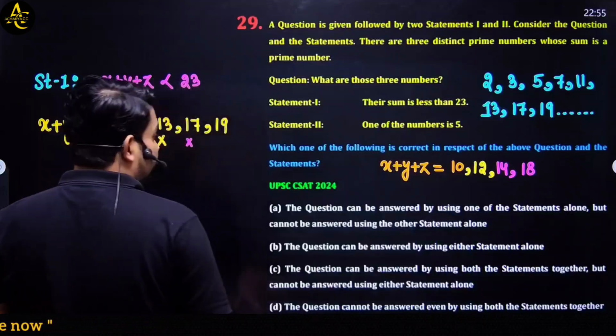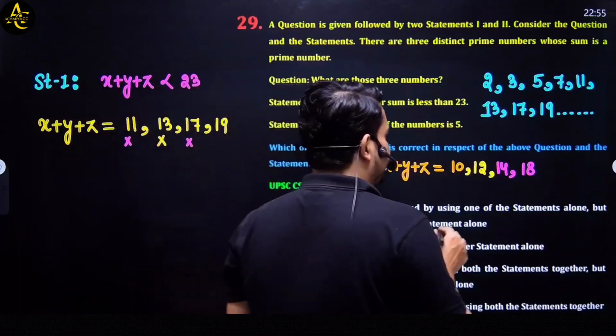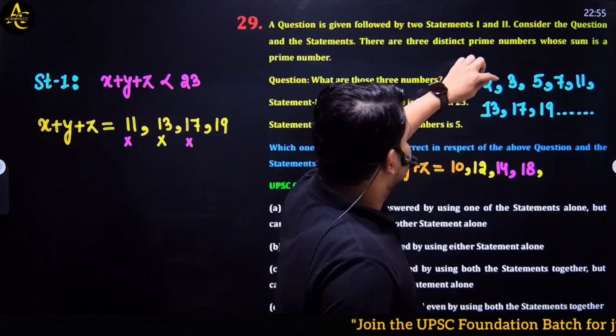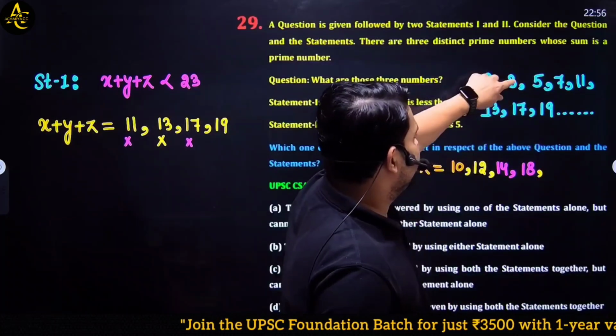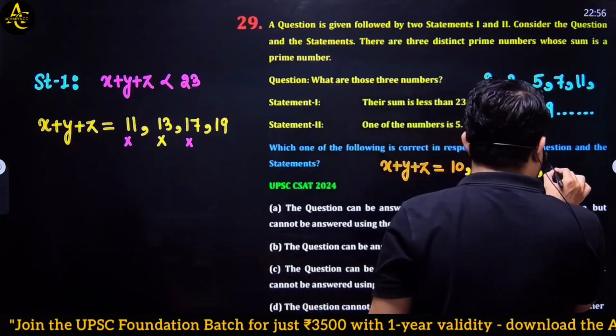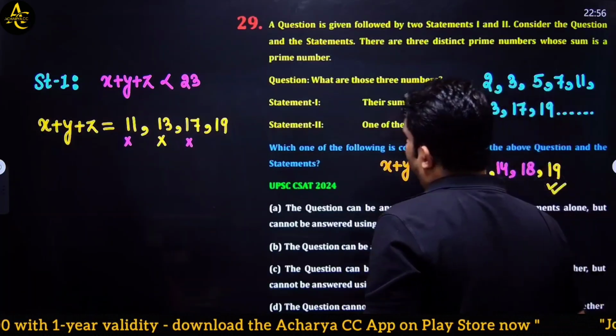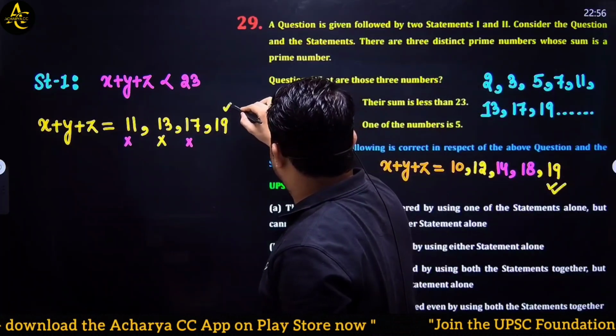So next is the smallest sum I can take. What can I take? 3 plus 5 plus 11. 5 plus 3 is 8, plus 11 is 19. And 19 is a prime number. Yes, it can be achieved.